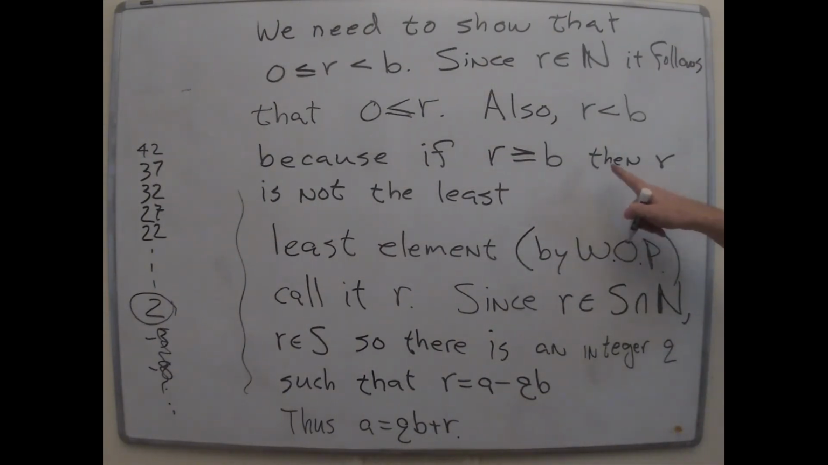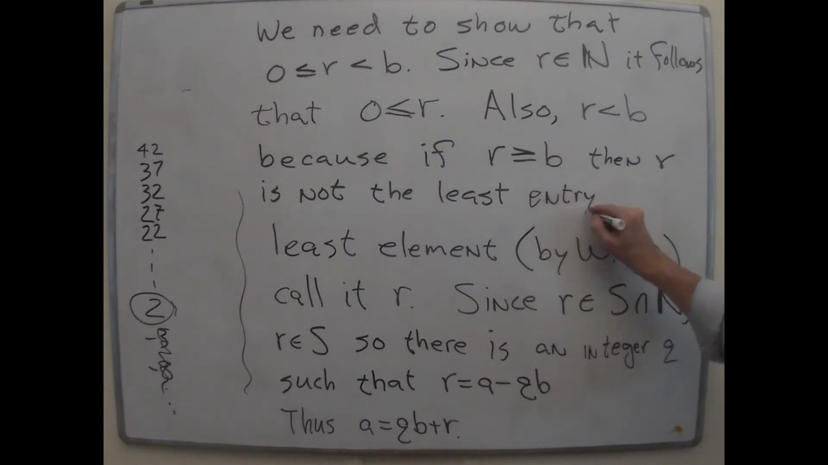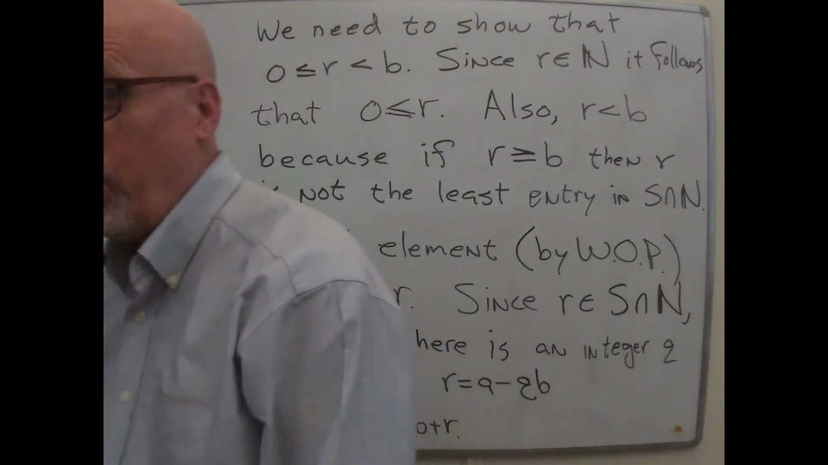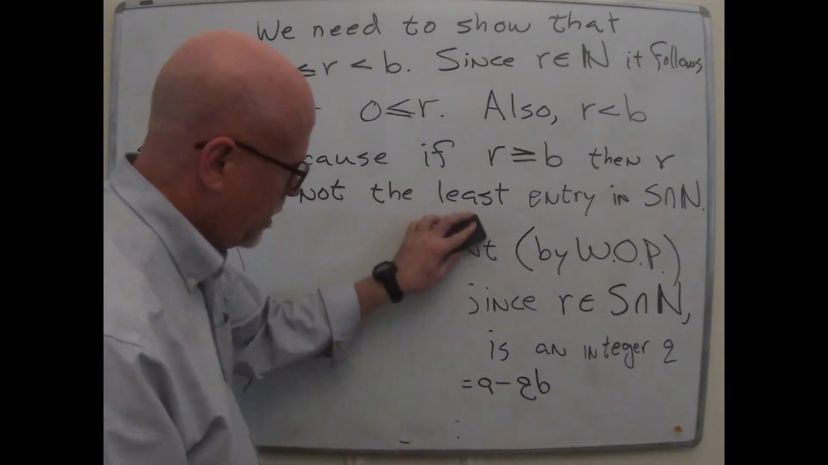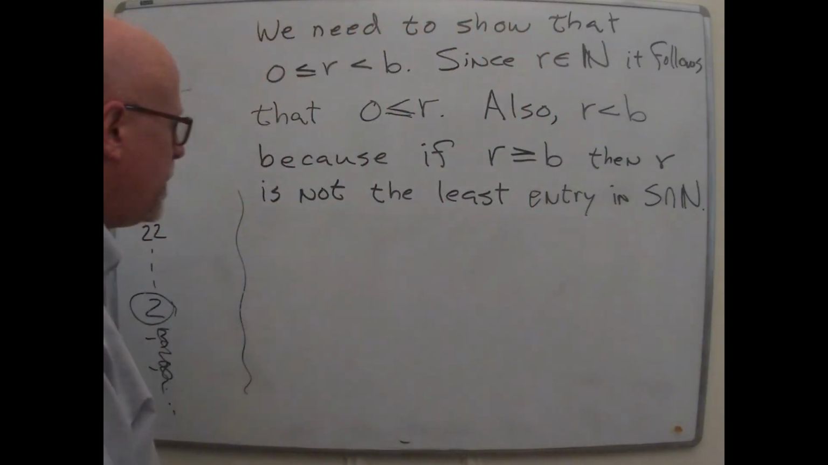But if R is greater than B, then R cannot be the least entry in our set. What do we call that set? S intersect N? Why not? Because you could subtract one more B from it. Now it's time to clear off the bottom half of this board, and hopefully we can finish with just one more half of a board.